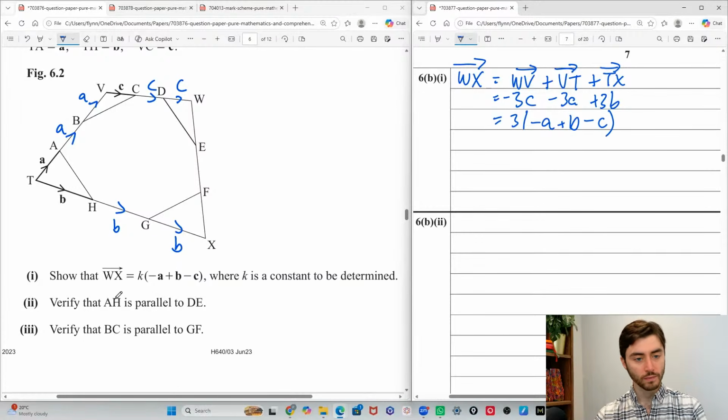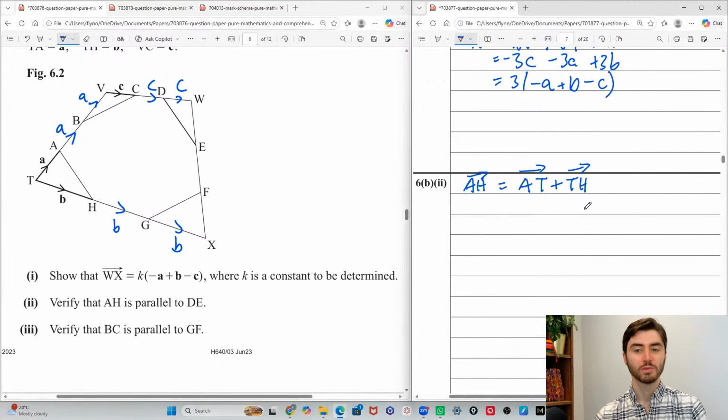Good. Verify that AH is parallel to DE. Well, that will mean that AH is a multiple of DE. So let's find them both. AH, again, good pathing along known vectors would be AT plus TH. Now, strictly speaking, these should be underlined because they're vectors. So I'll be diligent. So AT is minus A, TH is B.